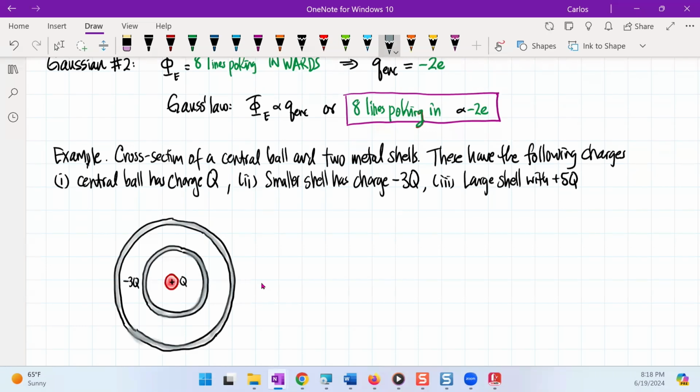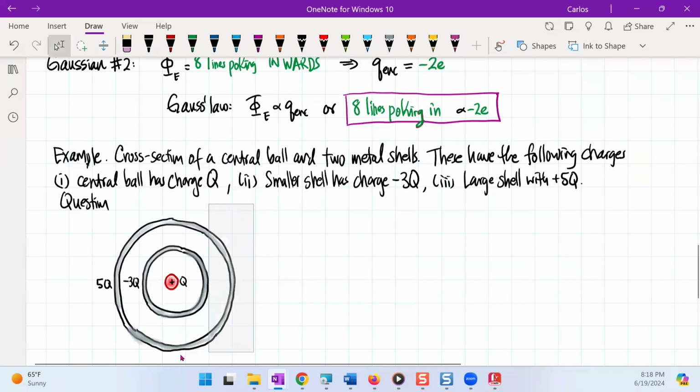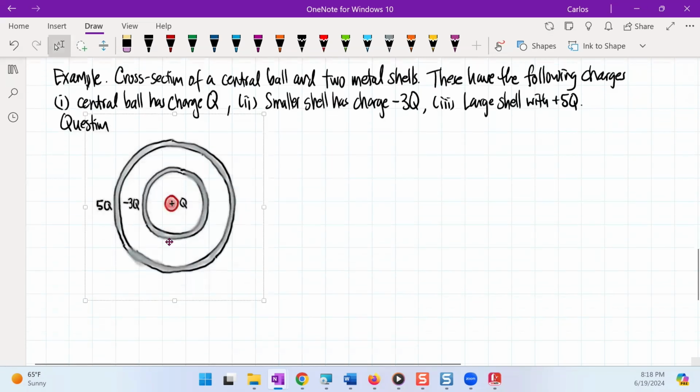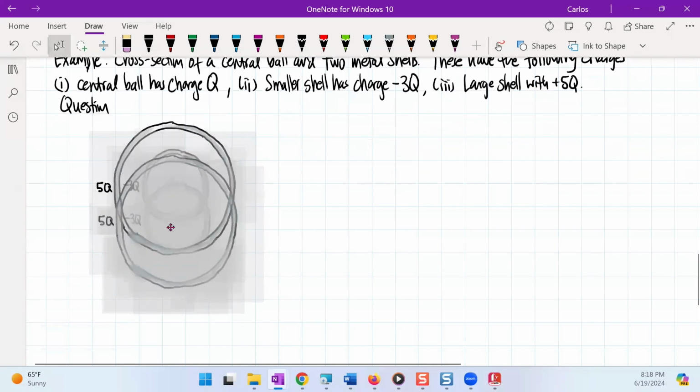And then this guy here has a charge of 5Q. So what we want to do is this question. And I need to move this down because I'm going to run out of space.